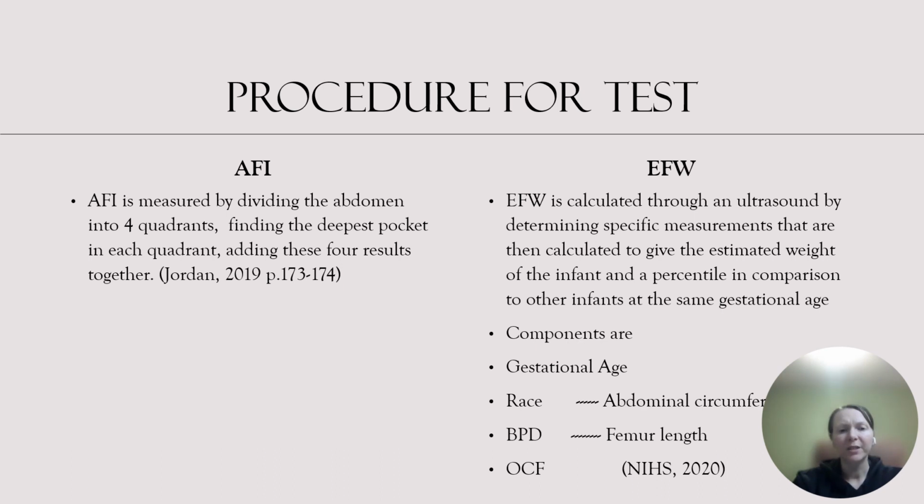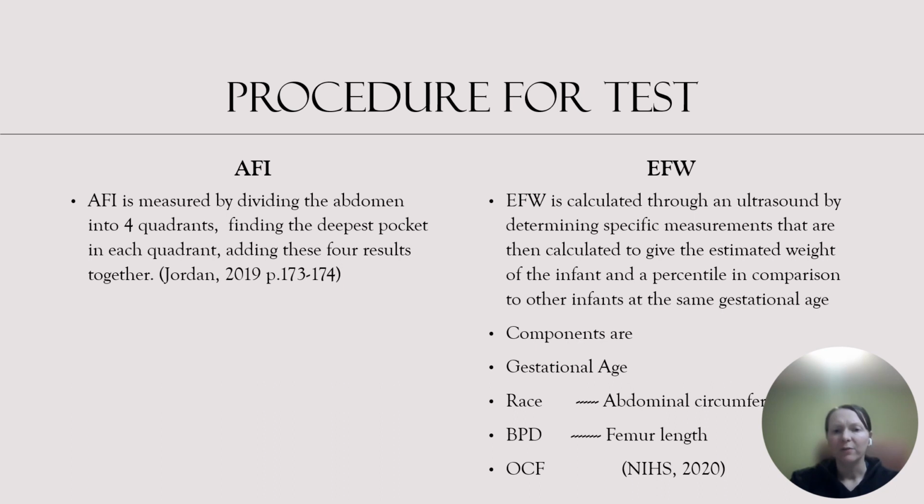All right, and as far as the procedure itself for the AFI, you're going to think of the maternal abdomen as four quadrants. They're going to look for the deepest pocket where there's no fetal parts or cord and measure that. Then they're going to add each of the four quadrants, and then they'll do the equation, and that's going to give you your AFI.